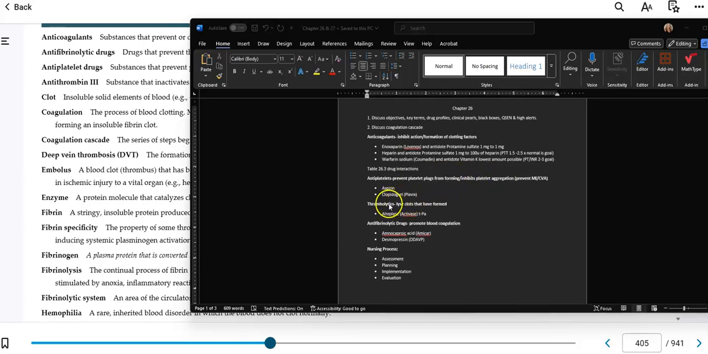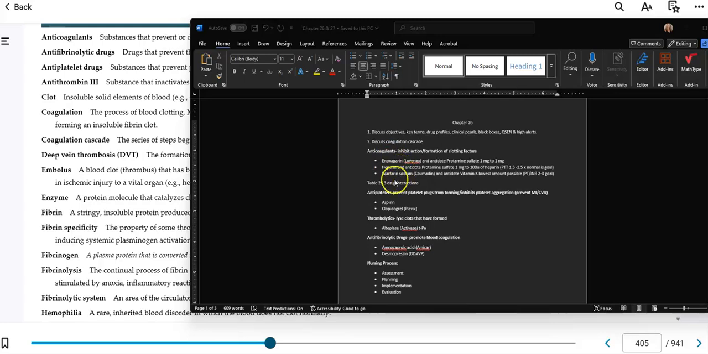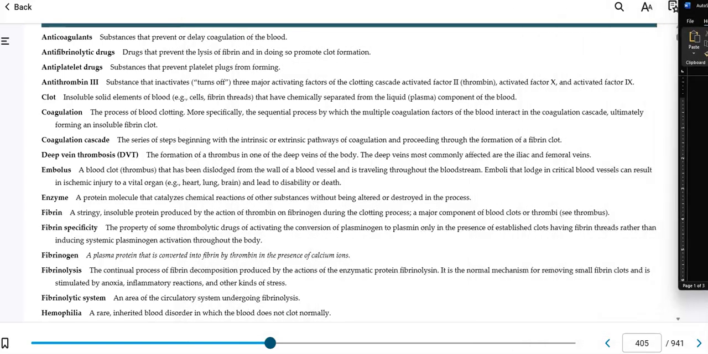Or thrombolytics, which actually lyse the clots that have been formed. I think of this as like Pac-Man. They eat the clots that are already formed, and then our antifibrinolytics will be last. So if we look at our first one, let's go back over here.